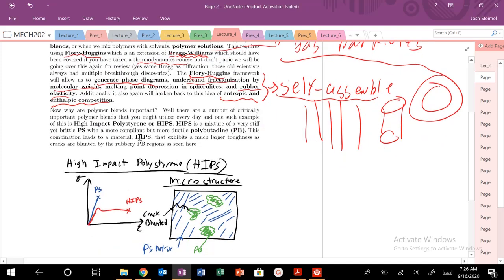So why are we dealing with polymer blends? Aside from all those cool properties, one example you've probably encountered in your everyday life is high impact polystyrene. Lots of times it's in your coffee cups, obviously not the Styrofoam, but your other plastic cups, which are most likely made of high-impact polystyrene. High-impact polystyrene is a blend of polystyrene, which is very stiff, but brittle.